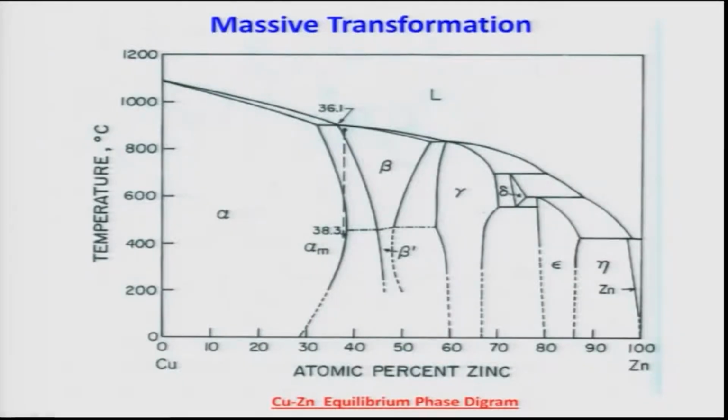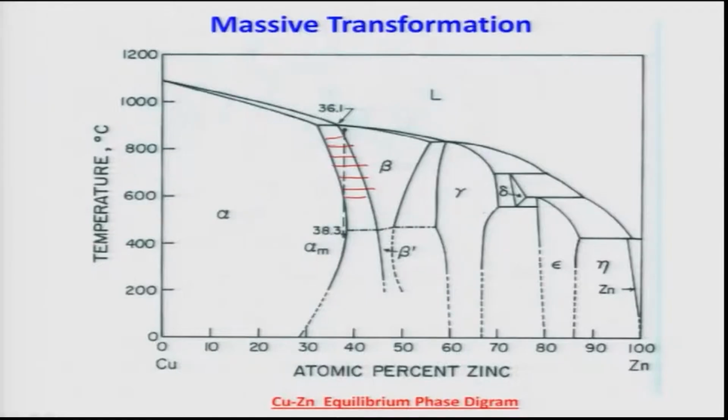Now, I ask you to focus on this dotted line, which tells you the alloy composition: copper 38.3 atom percent zinc. This alloy at about 840 degrees Celsius is a single phase beta. As you cool it slowly, it will transform into alpha plus beta, and then here it will transform to alpha. That is how the equilibrium transformation will follow.